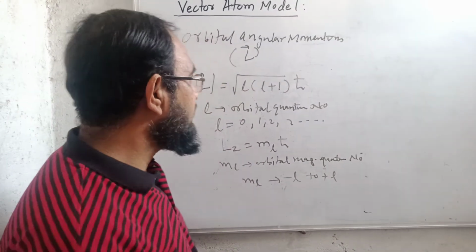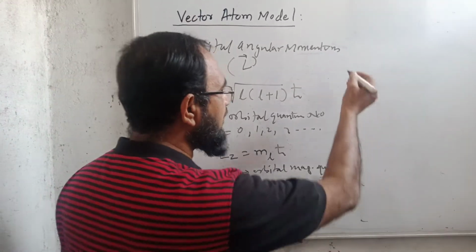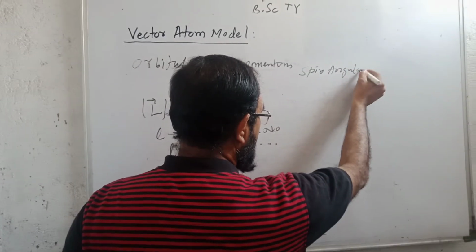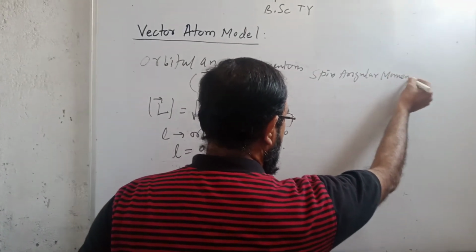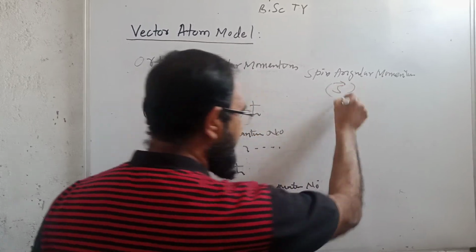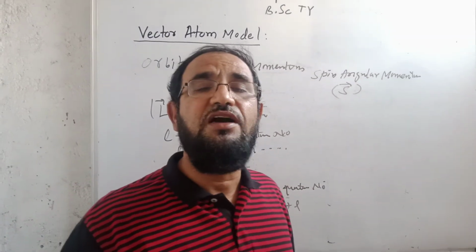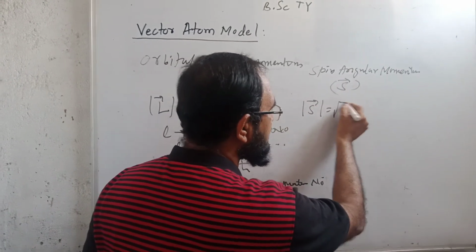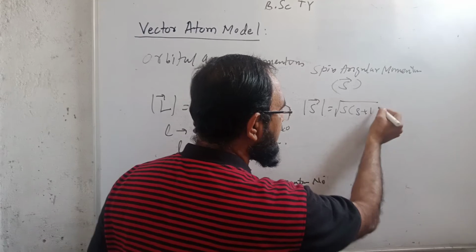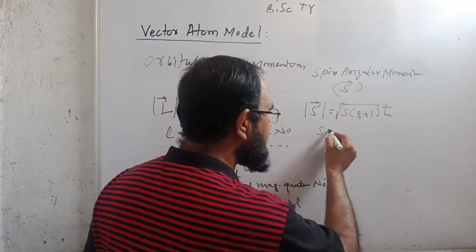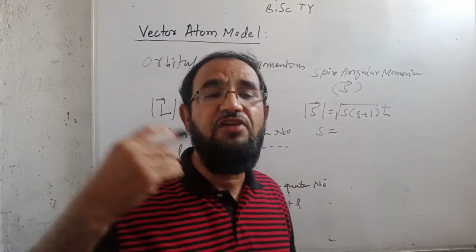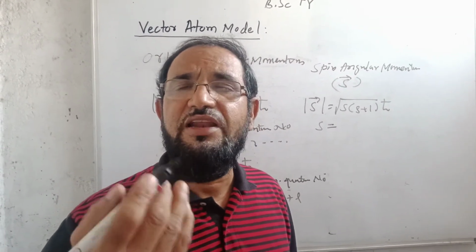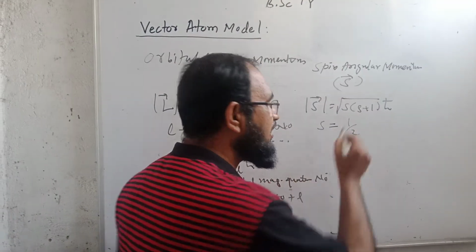Now similarly, we can explain the spin angular momentum. The spin angular momentum vector is denoted by S. The magnitude of S is root over s into s plus 1, times h cross, where the value of s is equal to half.